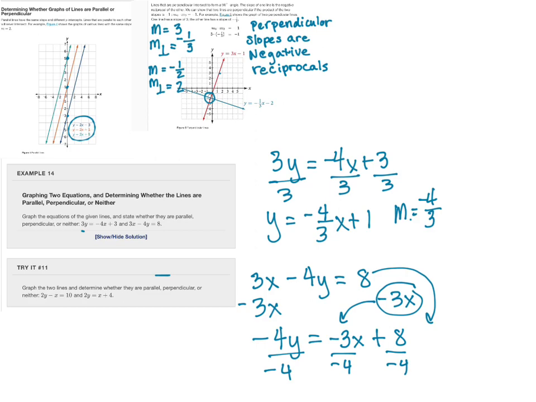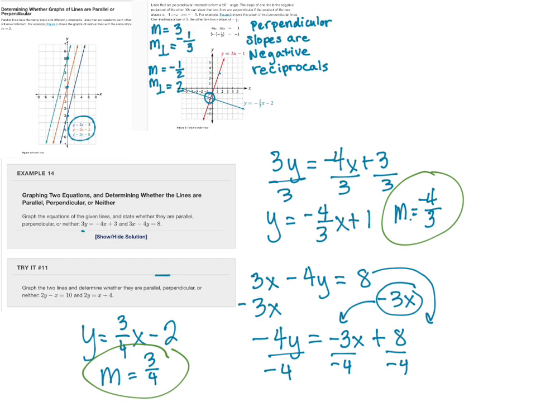Okay. So finally, my equation is y equals positive 3/4 x minus 2. So the slope that I have from this line is 3/4. Are the two slopes negative reciprocals of one another? We've got negative 4/3, positive 3/4. Flip it, change the sign. So what can we say about these two lines? They're perpendicular. You need to write that out. The two lines are perpendicular.